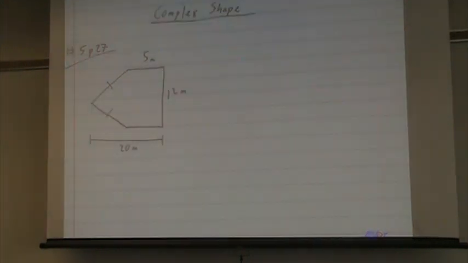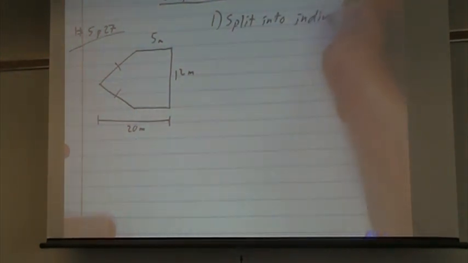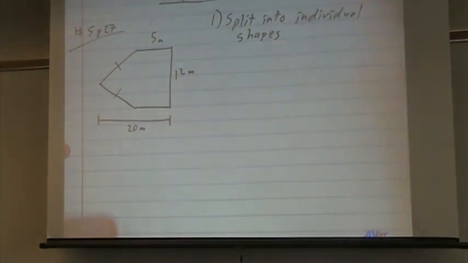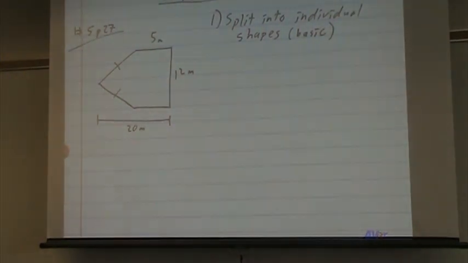Okay. So from here, we're going to split into individual shapes. That's our first step. When I say individual shapes, I mean basic shapes. Right now you might be like, oh, that looks kind of like a house if I took it on its side. That's not a basic shape. You're thinking like your triangles, your parallelograms, your trapezoids, your circles. Those are your basic shapes.